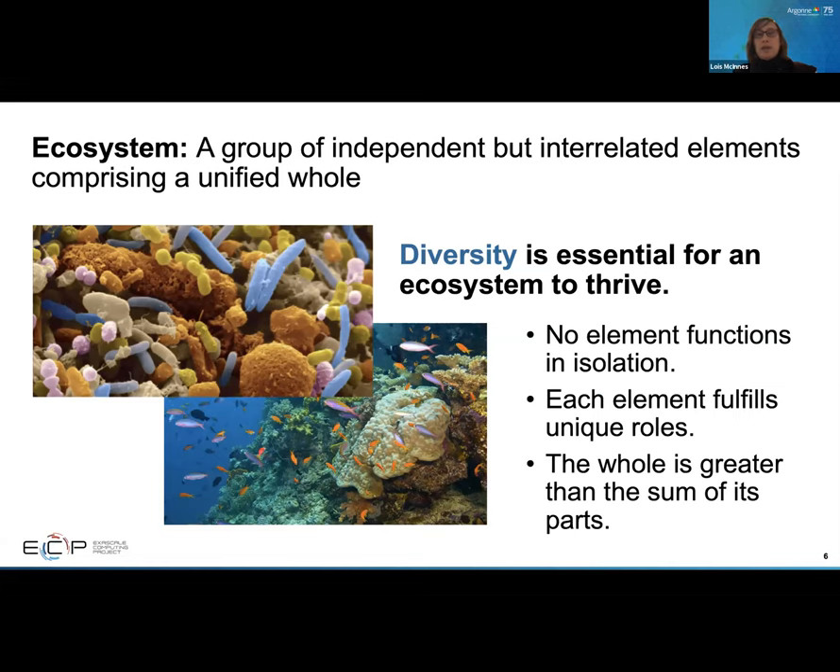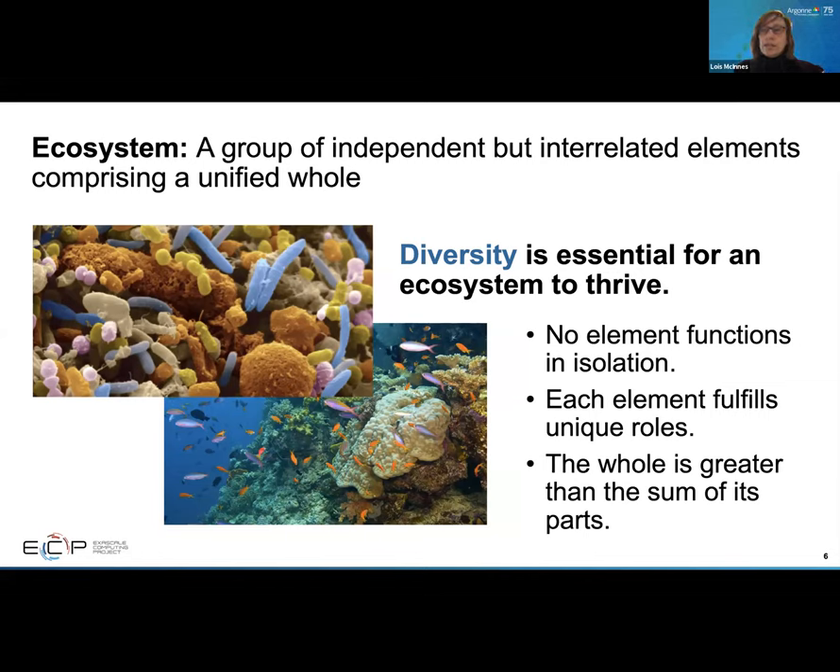Broadly speaking, an ecosystem is a group of independent but interrelated elements that comprise a unified whole. And the communal interaction among the elements of the ecosystem in their environment is what allows the system to function, and in some cases, to thrive. This slide shows two examples of ecosystems. Ecosystems are pervasive. They're the backbone of our world. Here we see the human body's gut bacteria and also Australia's Great Barrier Reef.